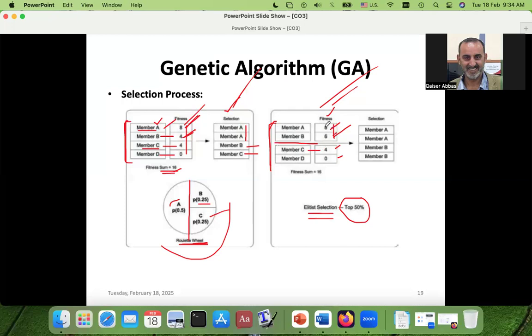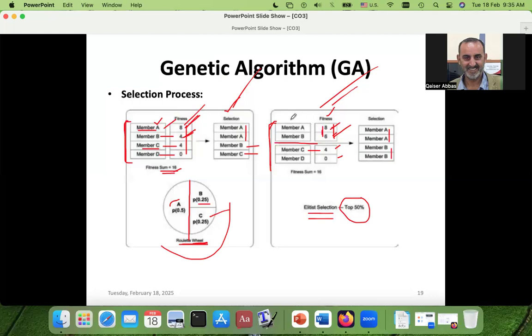So the values are almost close to each other. So that's why member A will be selected twice, and member B will also be selected twice, because 8 and 6 are very close to each other, okay, the values.